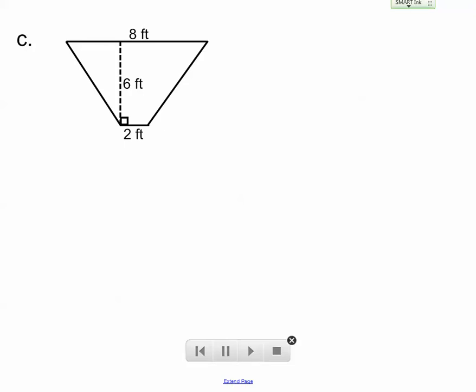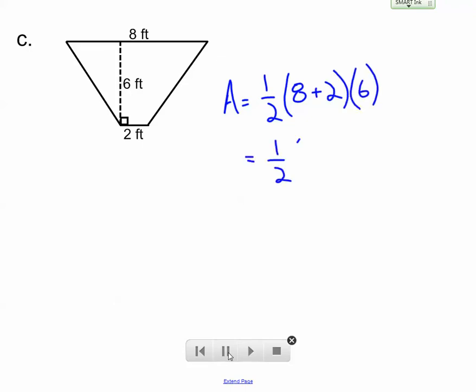Let's do it again. An upside down trapezoid does not change anything. We're going to do 1/2. The sum of the bases are the parallel sides, 8 and 2. And then the height is 6. So we're going to do 1/2 of 10 times 6, or 1/2 of 60, which is 30 square feet.